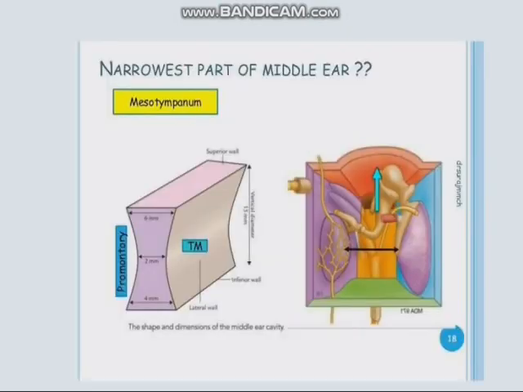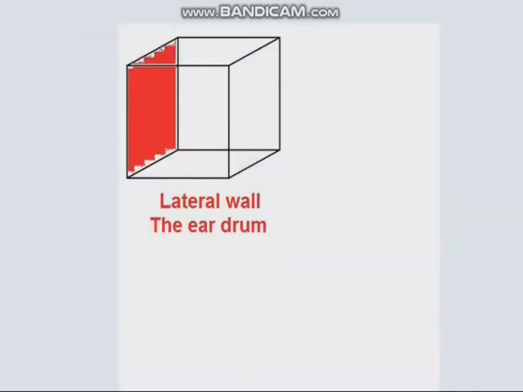To summarize, this is the middle ear cavity. Vertical 15 millimeters, anteroposterior 15 millimeters, and the medial to lateral, or lateral to medial, from above 6 millimeters here, and at the level of the promontory 2, and below 4 millimeters. The narrowest part is at the level of the promontory, between the tympanic membrane and the promontory, about 2 millimeters.